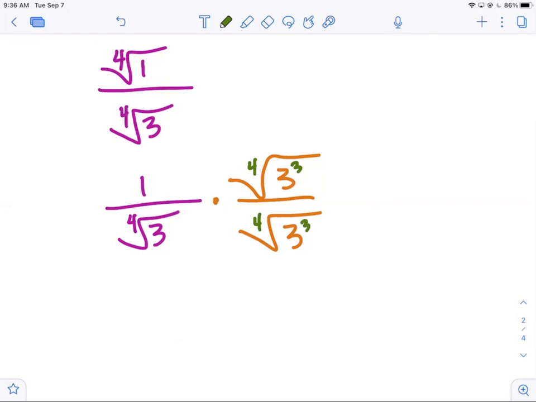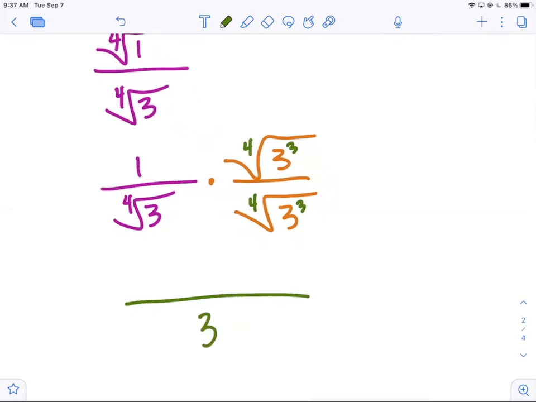Okay. Now, if you don't want to think about it in radical form, you could keep it in fractional exponent form. I'm just trying to get you to make the connection back and forth between them. So now let's see what I end up with. In the bottom, let's do that first. What is the 4th root of 3 times the 4th root of 3 cubed? Should be 3, right? 3 to the 1/4 times 3 to the 3/4 is 3 to the 4/4, which is 3. And in the top, 1 times anything is itself.